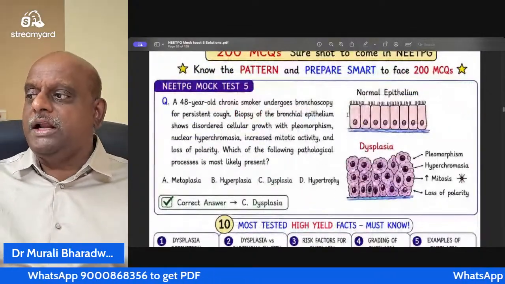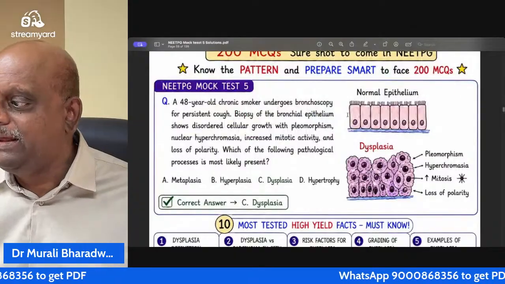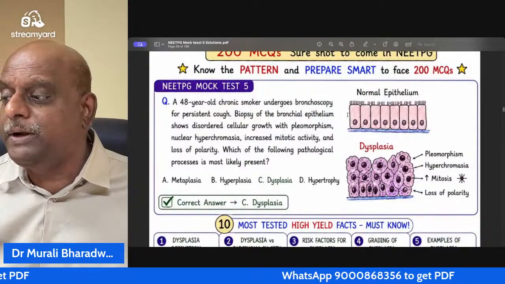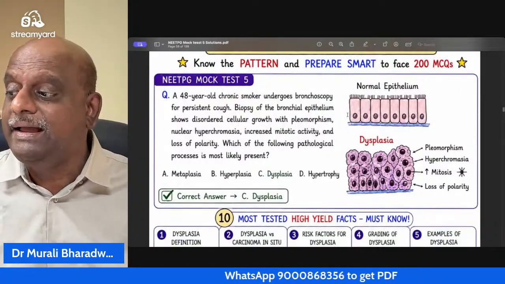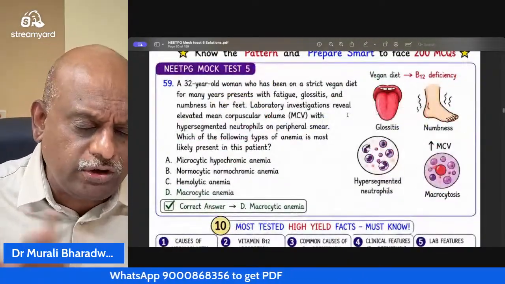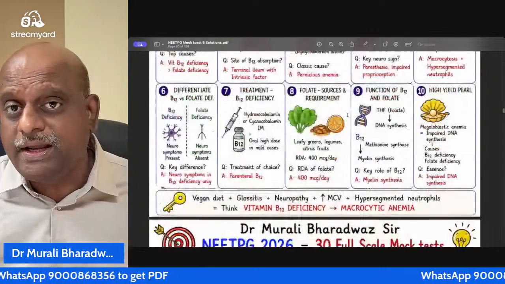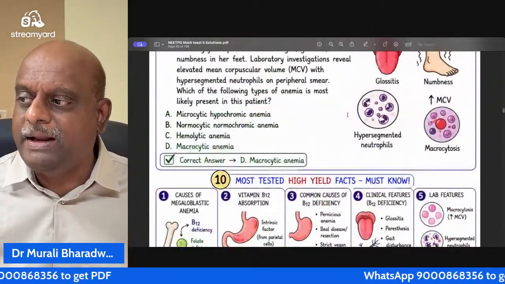A 48-year-old, which pathological process do you see, doctor, with pleomorphism, hyperchromasia, increased mitosis with loss of polarity? It is the dysplasia, is what we need to remember. Whenever hypersegmented neutrophils are there, you will think of only megaloblastic anemia, macrocytic megaloblastic anemia.